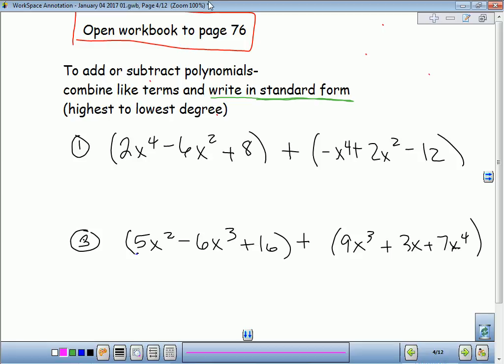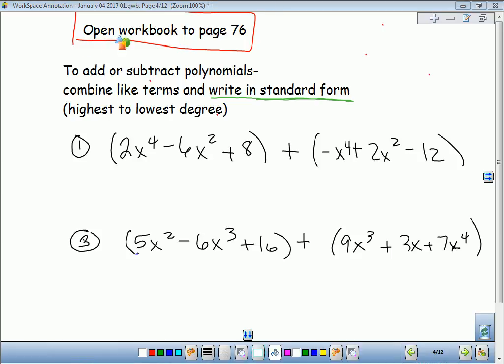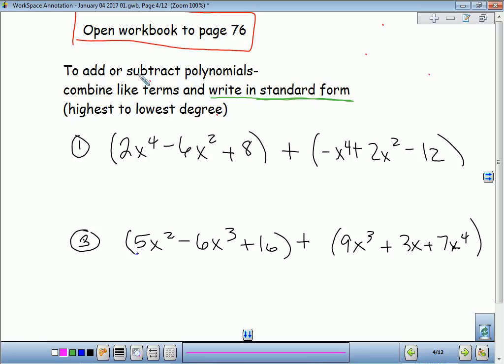So now that we're all on page 76 of our workbook, and we know to bring in those geometry books, today we're going to talk about some operations with polynomials also. So here we have number 1, and is this on page 76? Yes. Okay. So if we have these two expressions, and we're to add those, all we do is add like terms. So we look at our like terms, and we add them up. All right? So what is 2 plus negative 1? Okay, so that gives me 1x to the 4th.